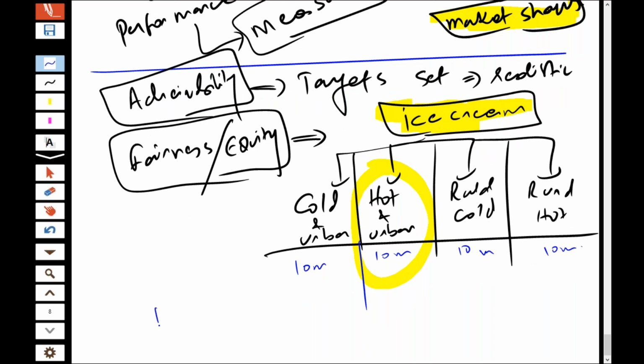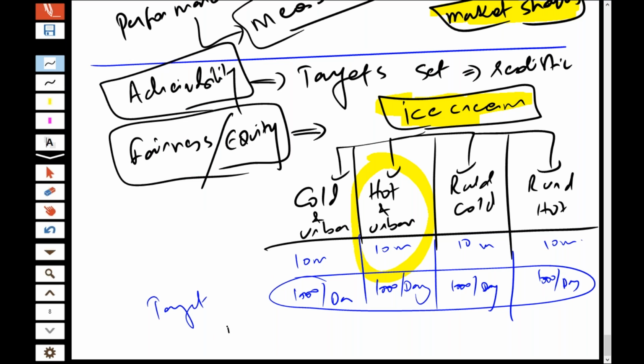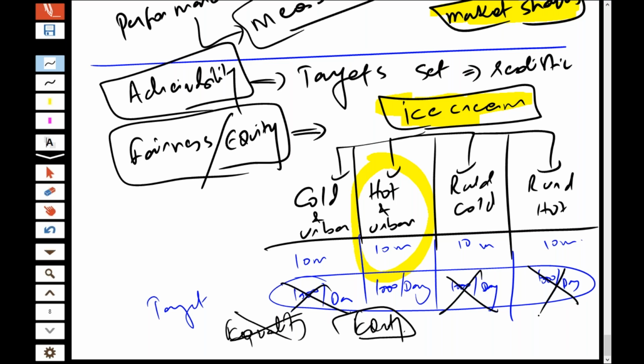So if I set the target of, let's say, 1,000 sales per day for every region, that means I'm promoting equality. It does not say equality, it says equity, fairness. This is not fair. Maybe you could set a target of, let's say, 250 a day, 50 a day, 300 a day, something like that. That makes it an equitable target settlement.